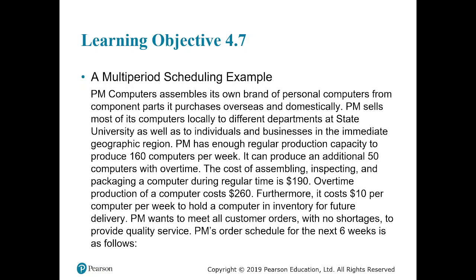And PM has enough regular production capacity to produce 160 computers per week. So they not only sell computers, but they also produce computers. The production capacity is 160 computers per week. However, it can produce an additional 50 computers with overtime. That being said, if you're working at the normal capacity, this company can produce 160, but if there is a huge demand, then they will be able to produce an extra 50 with extra cost.